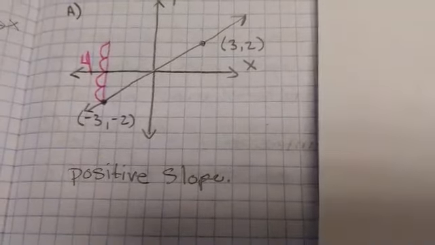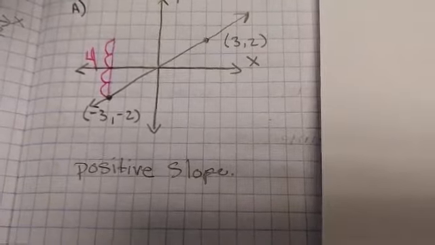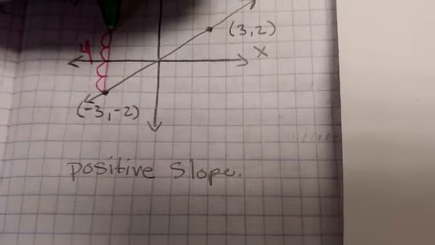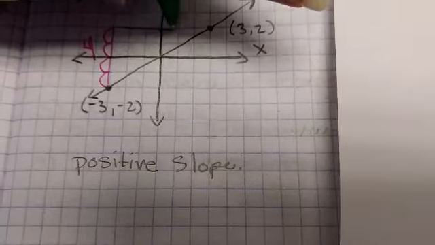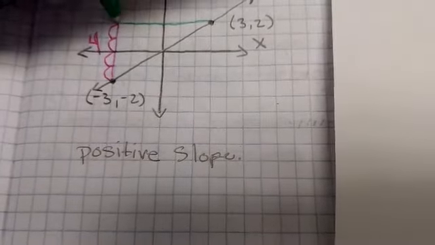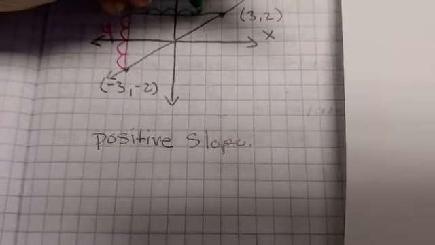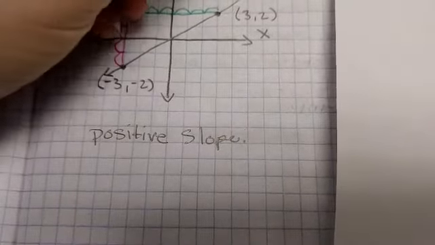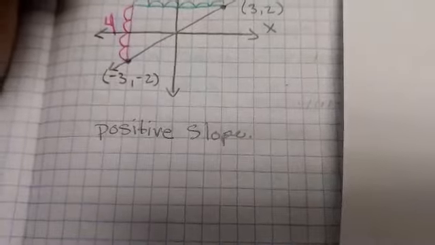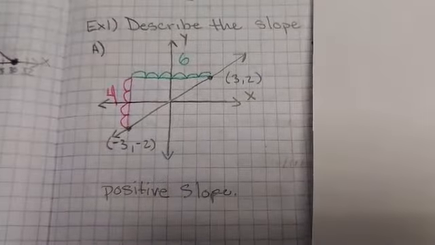Now I'm going to do my run, because that was my rise. So my run, I'm going to finish off my triangle, and I'm going to count how many I have to go over. 1, 2, 3, 4, 5, 6. And since I'm going to the right, that is a positive 6.